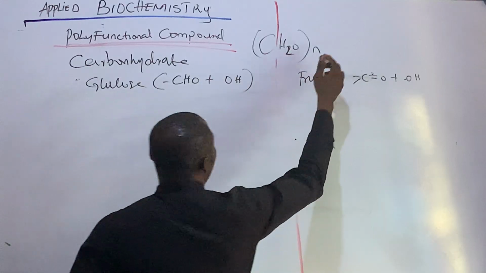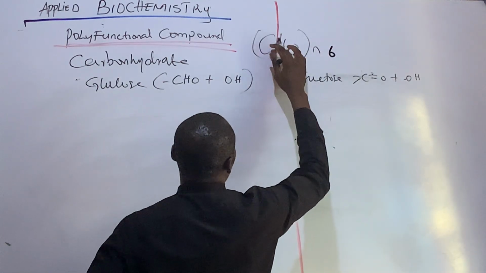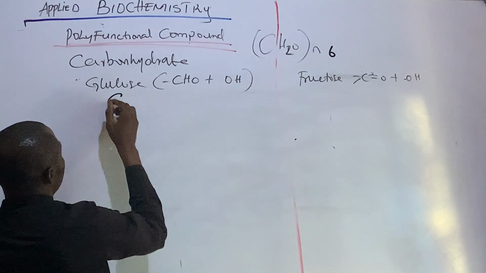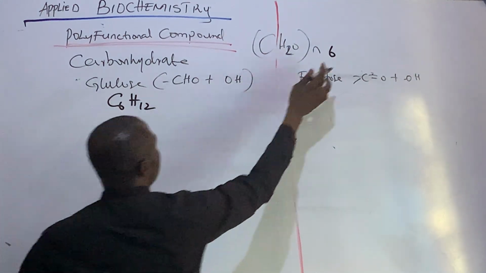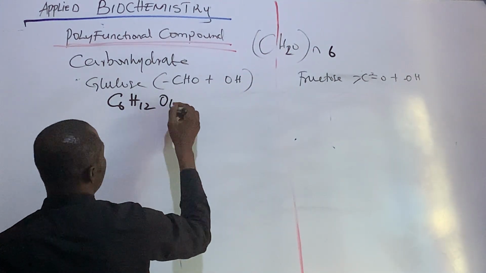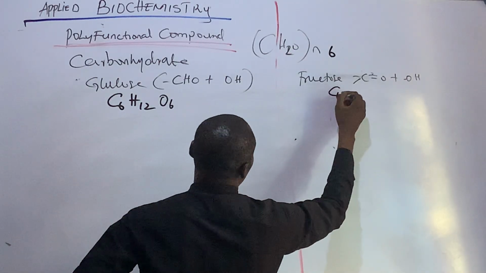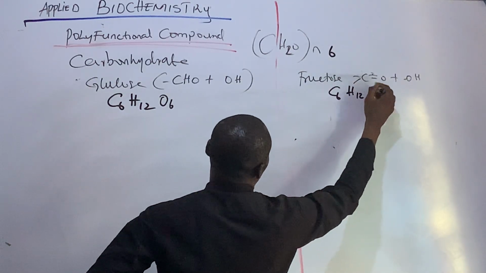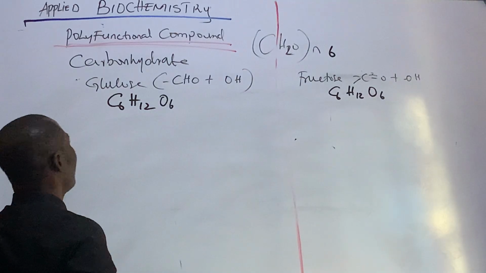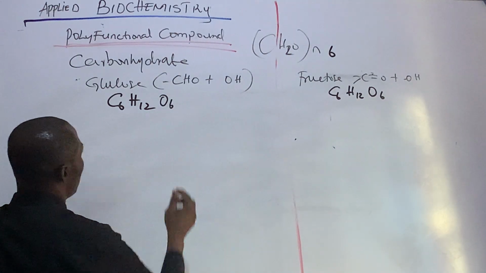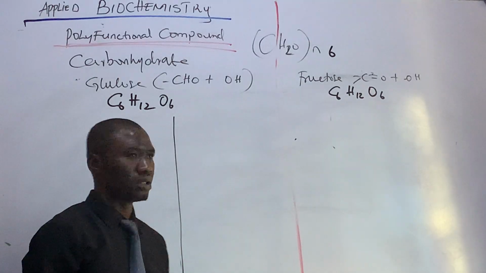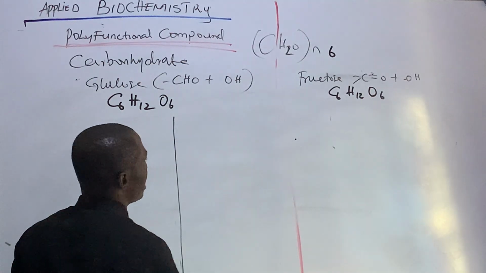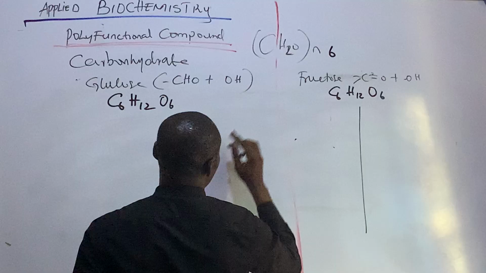Now, if you have 6 over here, 6 times 1, that should be C6. 6 times 2, that is 12. 6 times 1, that is 6 over there. The same thing we'll have there: C6H12O6. Now, the first thing to do is that we're going to draw the Fischer projection on both sides, the Fischer projection on these halves.